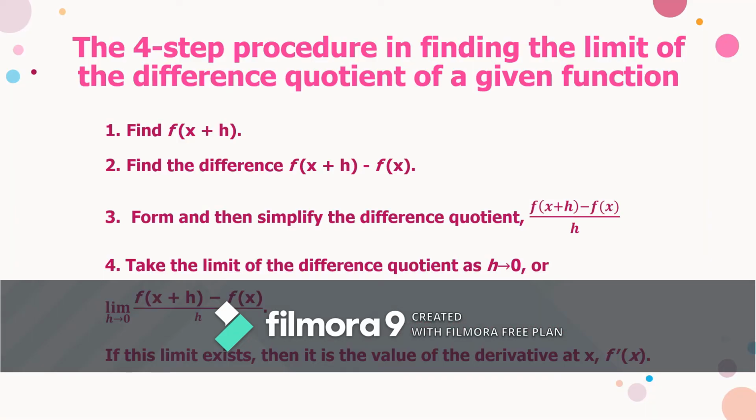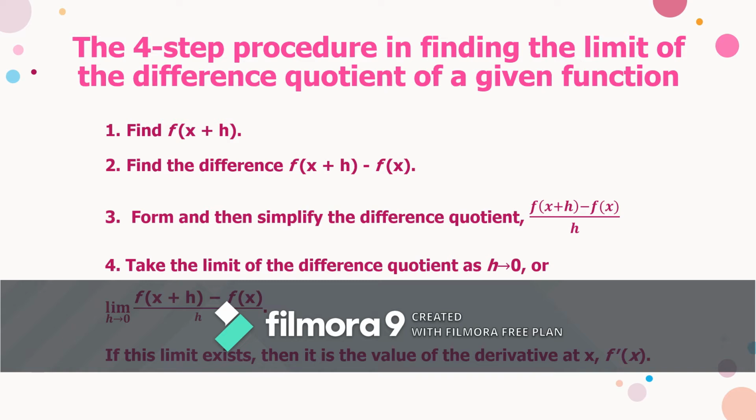The first step in finding the limit of the difference quotient of a given function: find the function f of x plus h. The next is find the difference of f of x plus h and the given f of x. Third, form and simplify the difference quotient as f of x plus h minus f of x all over h. The last step is take the limit of the difference quotient as h approaches 0.